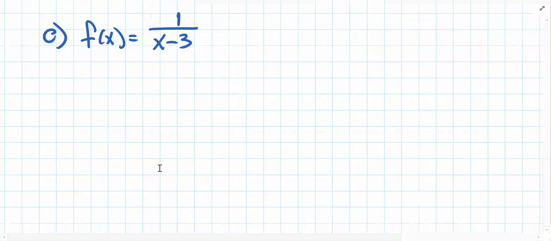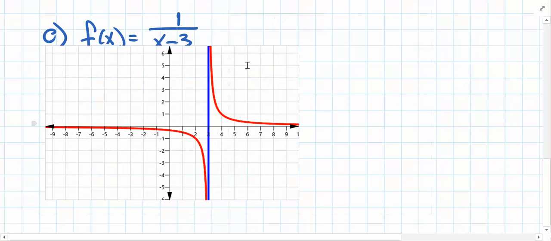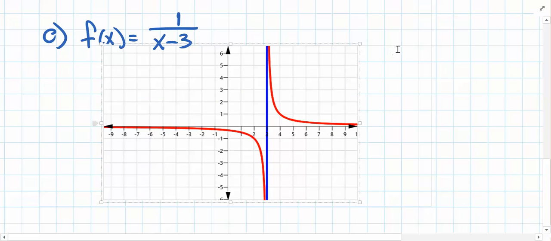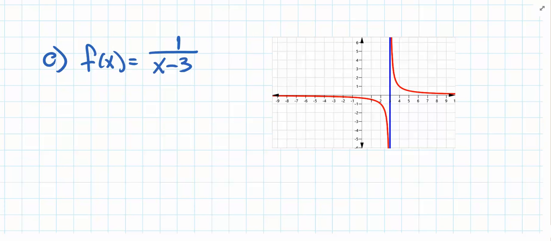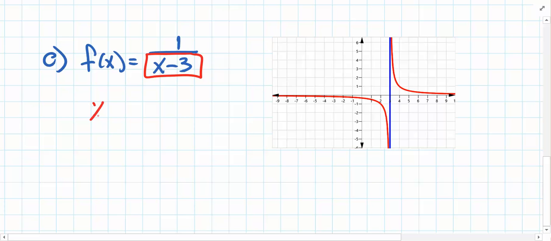Let's bring this back over here. So here's the picture that we came up with, and I want you to be able to connect the picture to the actual graph. Let's say that I didn't have that graph. How would I go about solving this thing algebraically? Well, this is a fraction, right? What can you never divide by? 0. So therefore, x minus 3 is never allowed to be 0.